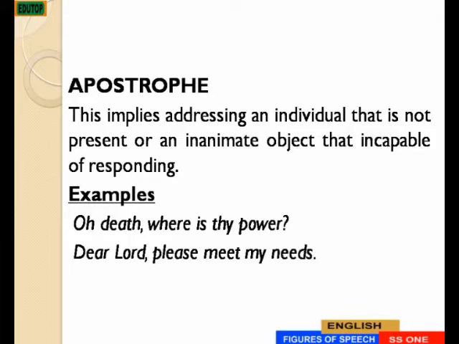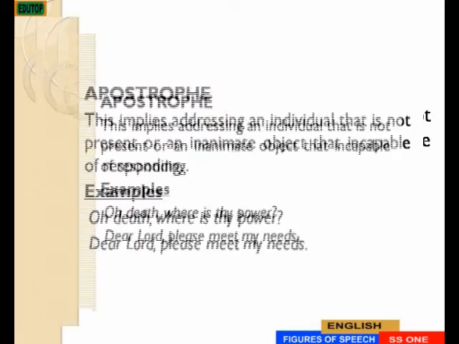Dear Lord, please meet my need. We believe in God, we believe in the Lord, but we have not seen him, we cannot see him. So addressing God in such a way is an apostrophe, because we cannot see God, but we can address him as if he is within the premises where we are.